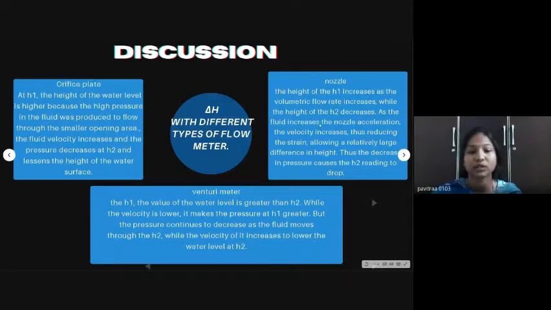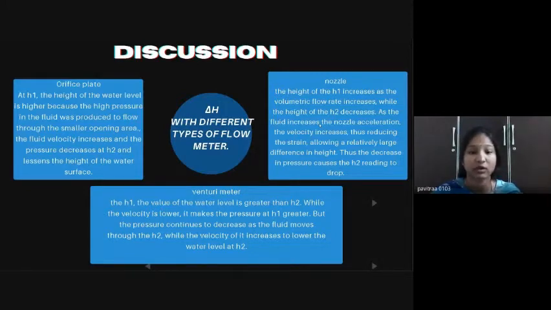There are graphs plotted to determine the pattern of H1 and H2 and the difference in H. According to all 3 graphs, it is clearly shown that H1, which is the maximum water level, is always higher than H2, which is the minimum water level. The orifice plate is a constriction with an opening smaller than the pipe diameter that is inserted into the pipe. The region of the opening is smaller. At H1, the height of the water level is higher because the pressure in the fluid was produced to flow through the smaller opening area.